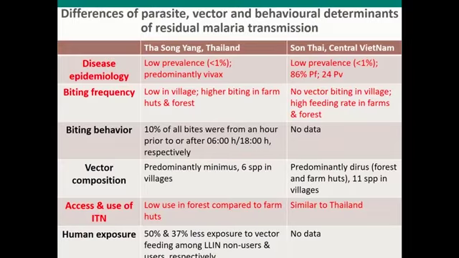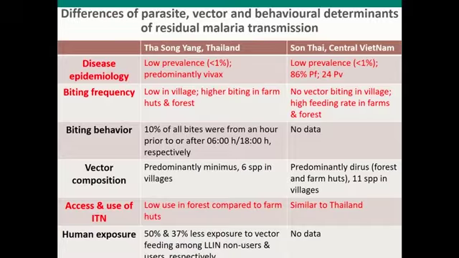So here is a slide that goes over the differences between the two countries. You can see here that the ones in red are the ones that are similar, and the ones in black are a bit different. For disease epidemiology, they were rather similar, although Thailand was predominantly vivax, while Vietnam was predominantly falciparum. The biting frequency was low in both villages, although in Thailand there was not much biting at all in the village, and higher biting in the farm huts in the forest in both areas.